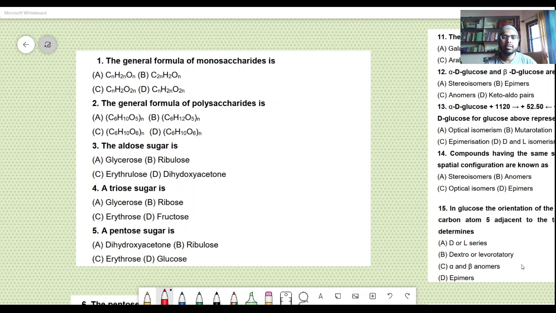Okay, boys, here are some of the questions connected with your first unit, carbohydrates. Let's see them one by one and try to answer them. I think you know very well about this.